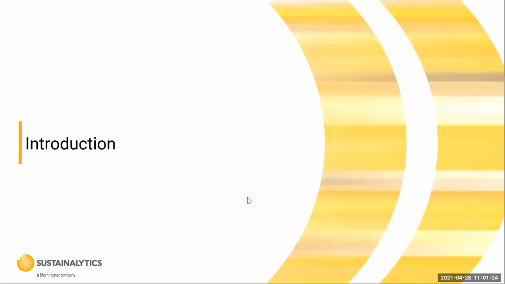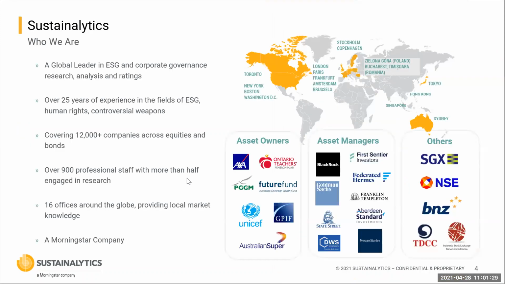So a little bit of the introduction on Sustainalytics. Who we are: one of the world's leading ESG research houses, around for 25 years, focused exclusively on ESG research, human rights, controversial weapons, corporate governance. It's our core business, with coverage of more than 12,000 companies globally, and a team that continues to grow, currently at over 900 professional staff members across 16 offices worldwide.